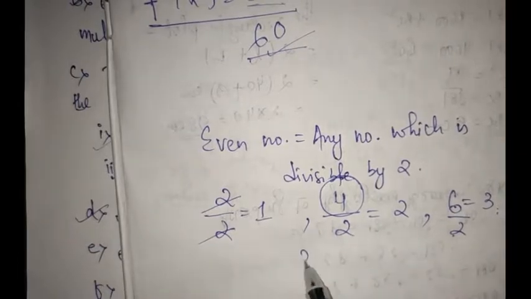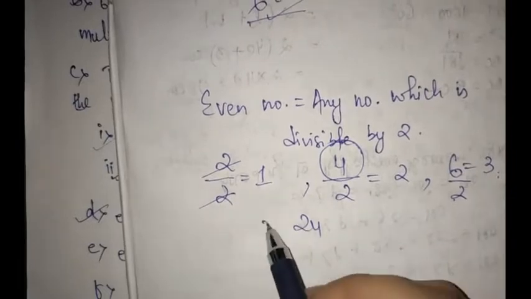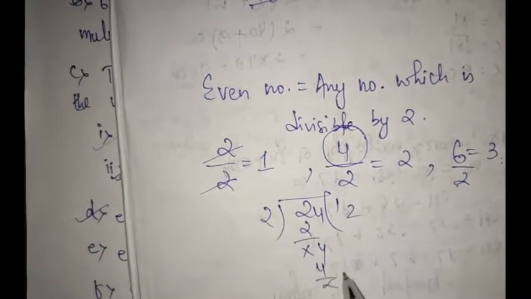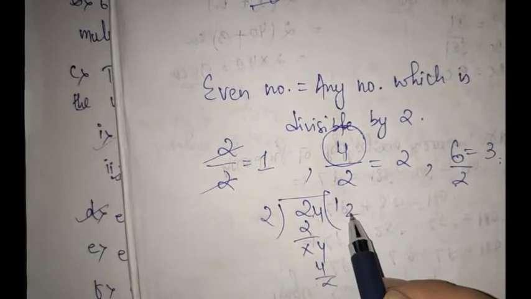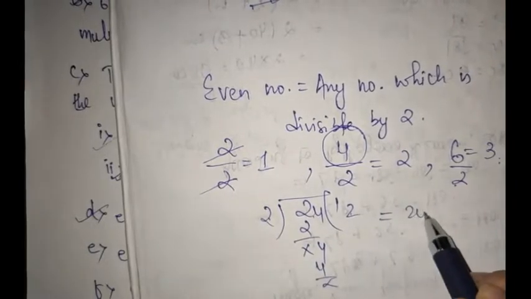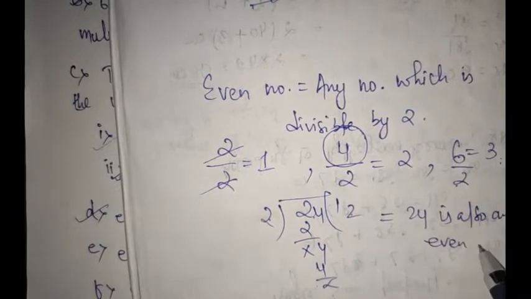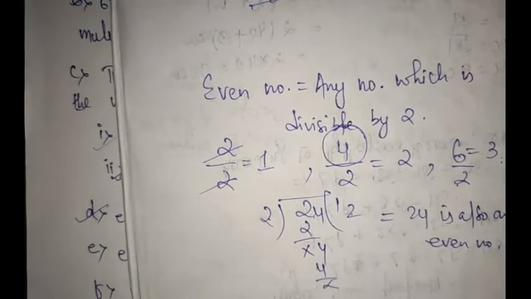Say for 24, can you divide 24 by 2? Just let us have a look. If you are getting the remainder 0, then yes: 2 ones are 2, then comes 4, 2 twos are 4. Yes, so 24 is divisible by 2. So yes, 24 is also an even number. So I hope you got the concept of even number: a number which is divisible by 2, a number which can be divided by 2.